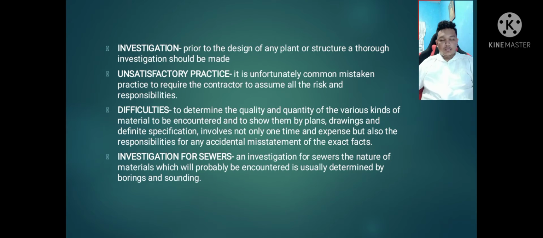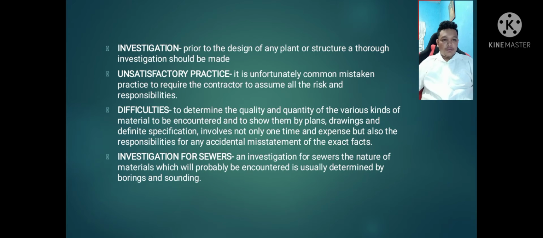The second part of Chapter 20 is the unsatisfactory practice. It is an unfortunately common mistaken practice to require the contractor to assume all the risk and responsibilities concerning the character, and sometimes even the relative amount, of the different kinds of materials. Good sense seems to warrant the conclusion that in dealing with intelligent men, something cannot be secured for nothing. Experiment and experience have demonstrated that whenever such an attempt is made, it usually results in unnecessarily increased cost.